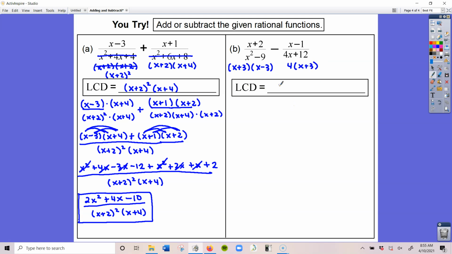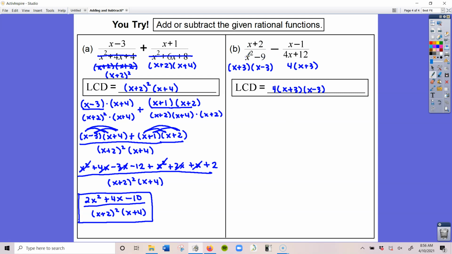So my LCD, we have this x plus 3, x minus 3. We have this 4, and then x plus 3, which is already a factor. Remember that you only square if one of the factors in one of the rational expressions was originally squared. Like here, this one was squared, therefore my LCD, it's squared. But here, these are not squared, so you just take it once.